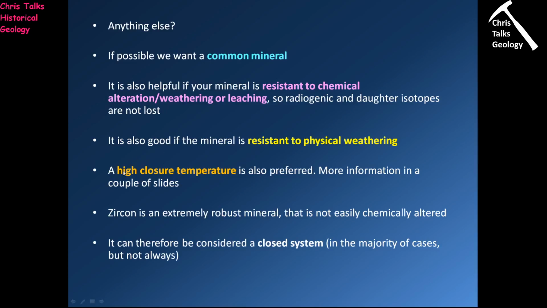So what we want is a crystal that has a very, very high closure temperature, because the higher the closure temperature, the less likely it is that you will be able to reach that temperature. So the crystal will be highly unlikely to have lost parent or daughter isotopes.